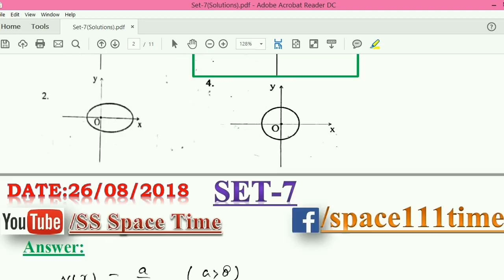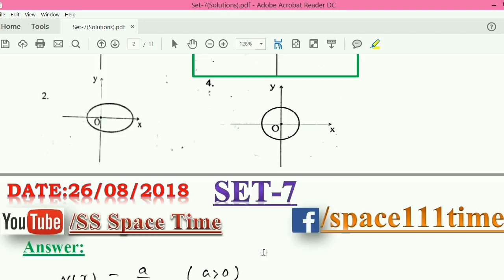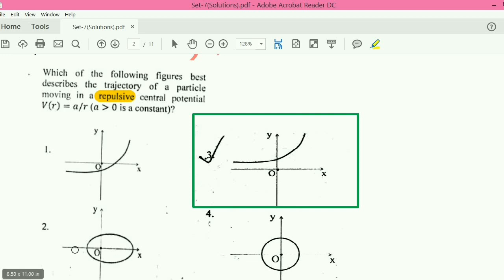In the case of a repulsive potential, the motion will be unbounded, and the resultant trajectory will be of a scattering type. As you can see, this one is bounded, this one is also bounded, and here it cannot be an option because it is going towards the center. But only for this case, the particle is scattered, so option 3 is the correct option.